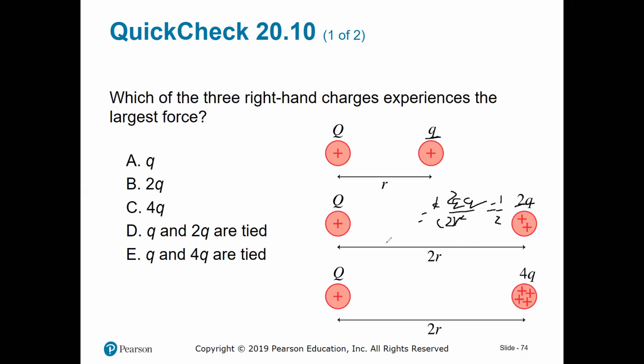So it's not going to be the second one. And then this one, well, now we have 4q. And we have 2r squared. So they're going to end up canceling out, really, because it's going to be 4 over 4. So these two right here are going to be equal. So that would mean our answer would be E.